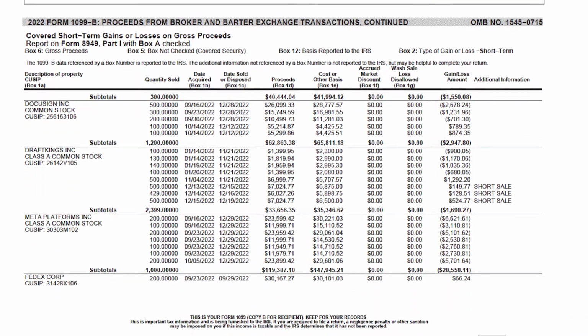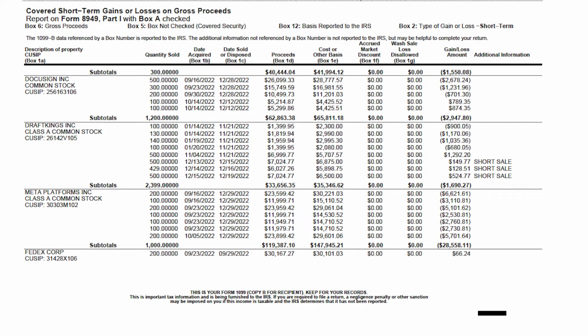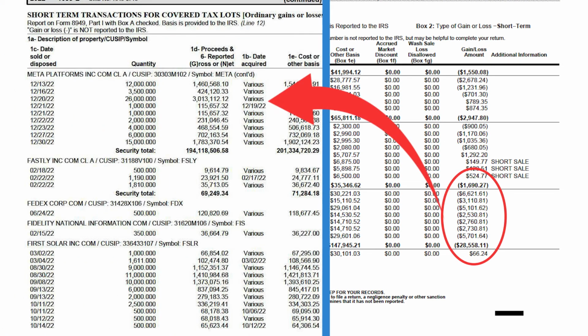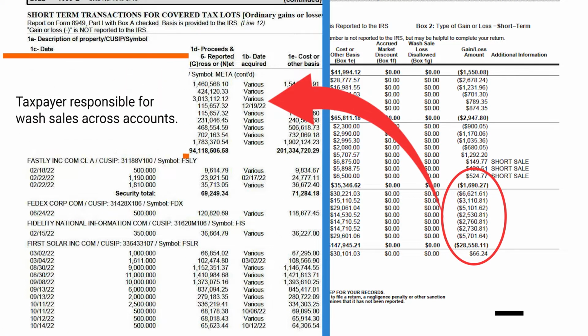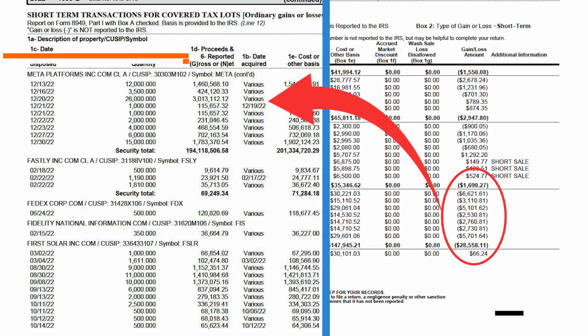But we noticed the trader also had significant losses on Meta in their other brokerage account. No wash sales occurred within that account because they sold all the shares at once. But are there replacements made in the primary account that would trigger wash sale adjustments on these losses? The trader has to figure that out.